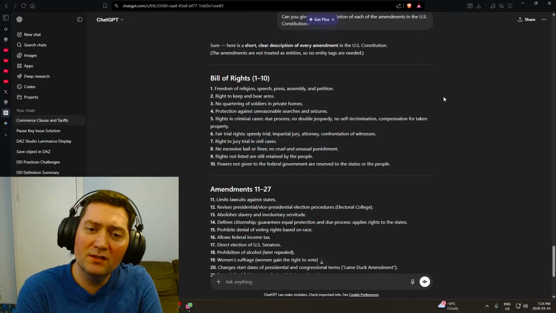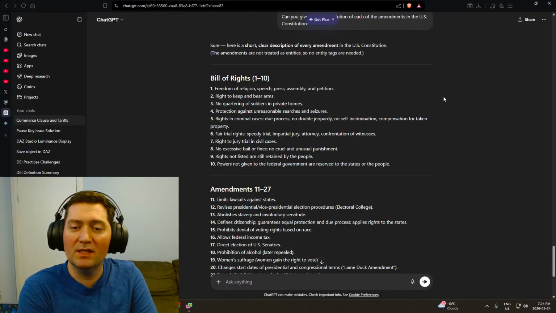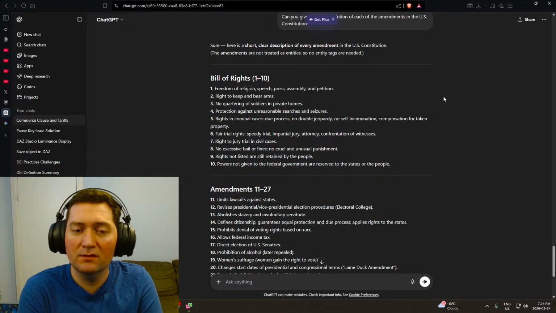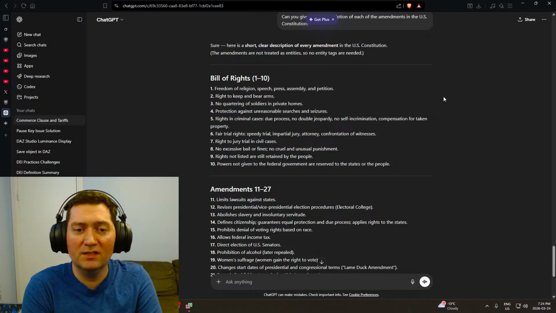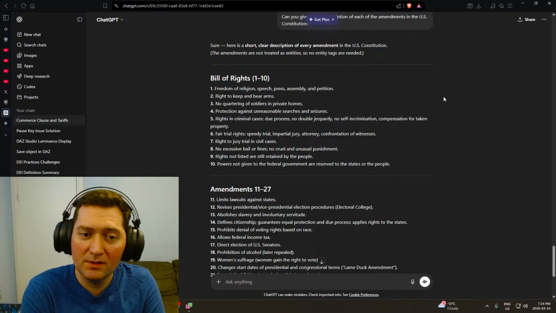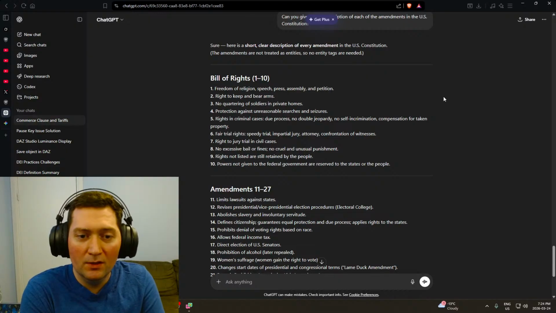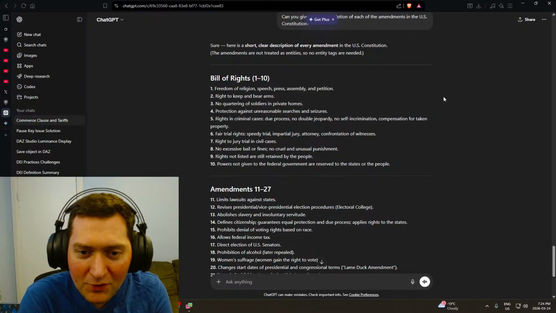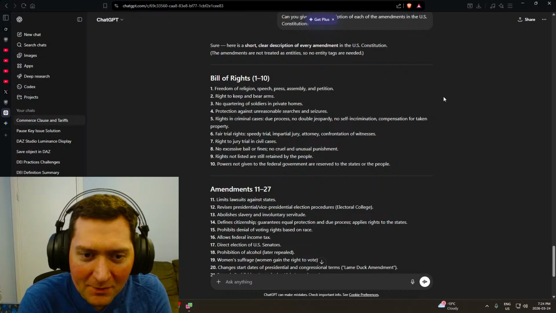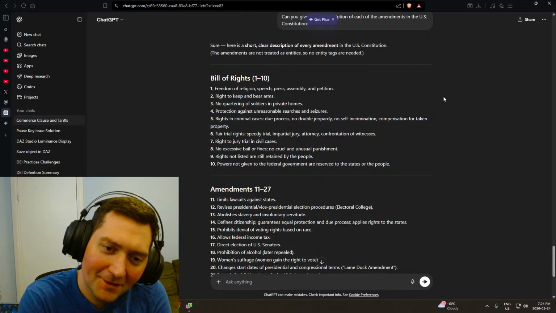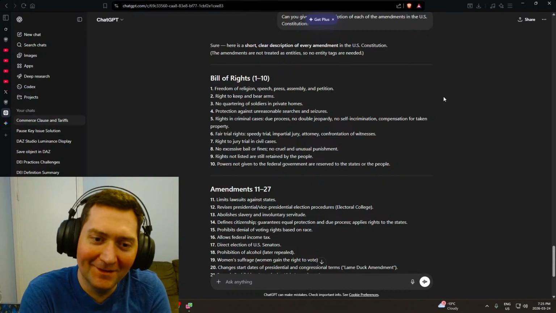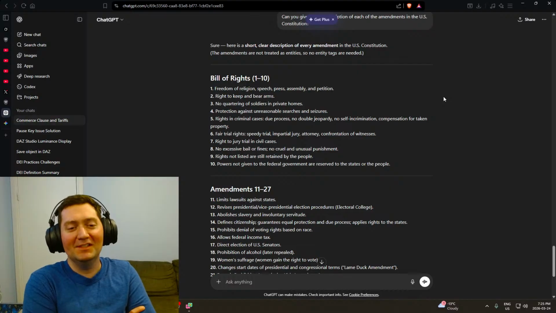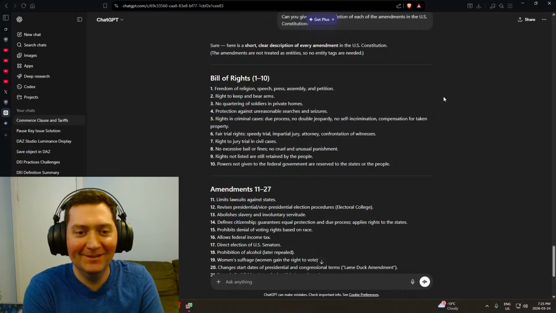Freedom of religion, speech, press, assembly, and petition. Number 2, right to keep and bear arms. 3, no quartering of soldiers in private homes. Okay. That one seems like it's out of nowhere.